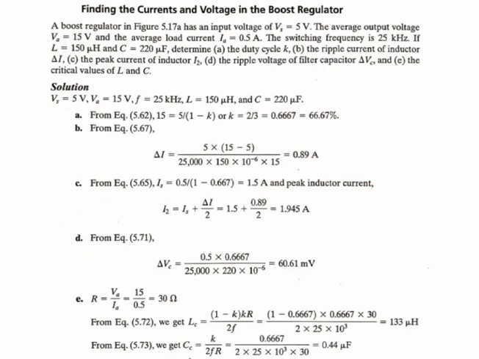And the critical value of capacitor Cc equal to K by 2 F R. K is 0.66 divided by 2, F 25 kilohertz, R is 30, which gives the critical value of capacitance Cc equal to 4.44 microfarad.